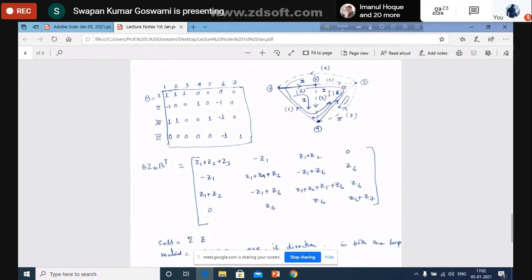Element 6 is taking part in this loop, this loop, and this loop. That means it is taking part in loop 2, loop 3, and loop 4, and it is shown to be the opposite sign in all the loops. The direction of the element is in this direction. Then element 6, direction of the element is in this direction.